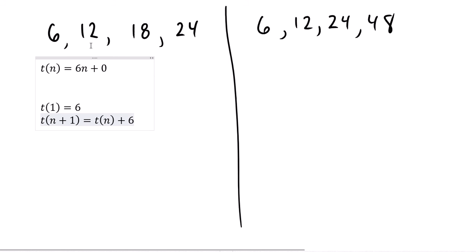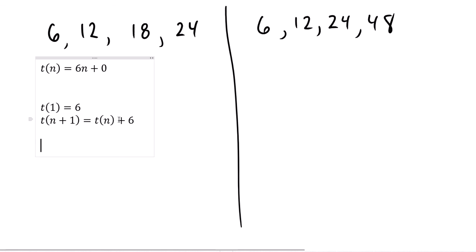Anywhere in this sequence I could say this is t of n where n is 3. And then if I want to get to the fourth term, if I'm where n is 3, t of 3 is 18. If I want to get to t of 3 plus 1, the fourth term, I simply add 6. So that's a nice notation, and that's how that works.